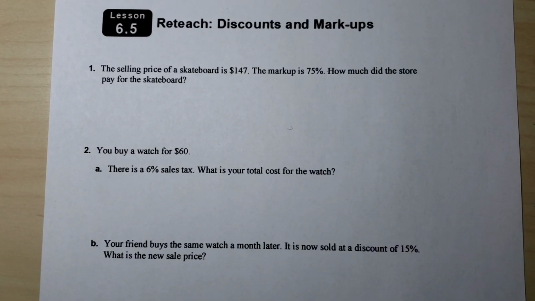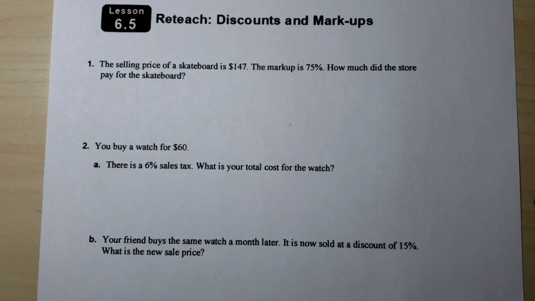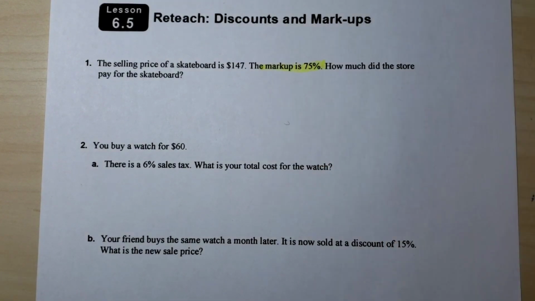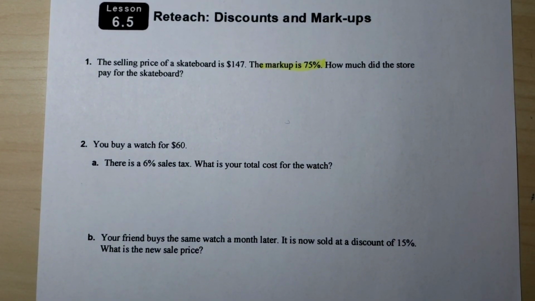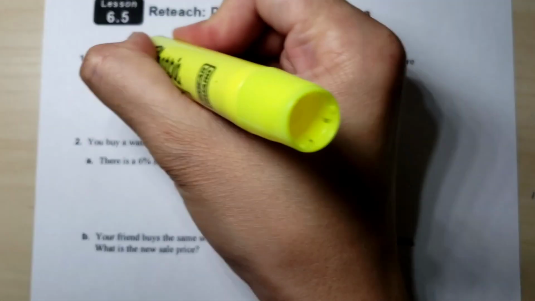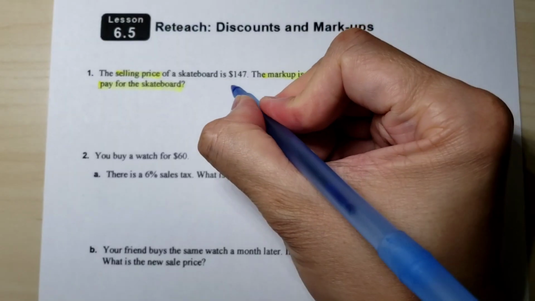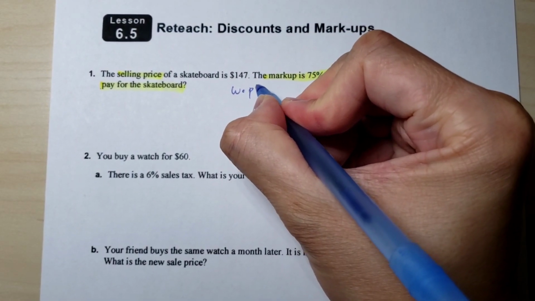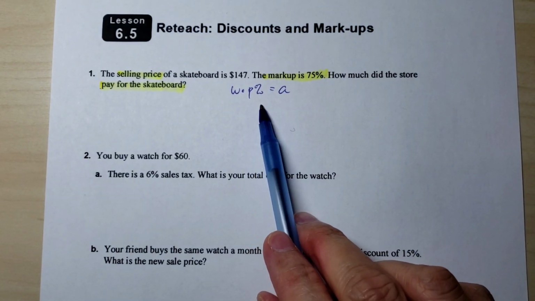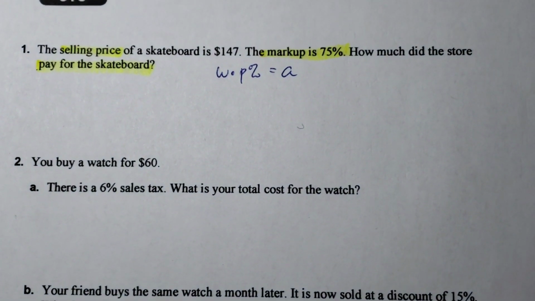Okay, so now let's do some word problems. For number 1, it says the selling price of a skateboard is $147 and the markup is 75%. How much did the store pay for the skateboard? Okay. Now, let's label this. Again, we need to remember to use the percent equation. Our whole times our percent equals our A. Let me magnify, zoom in.